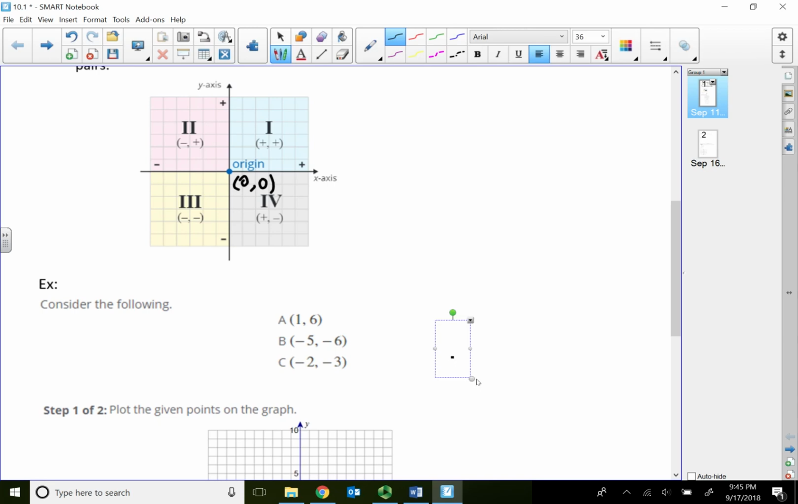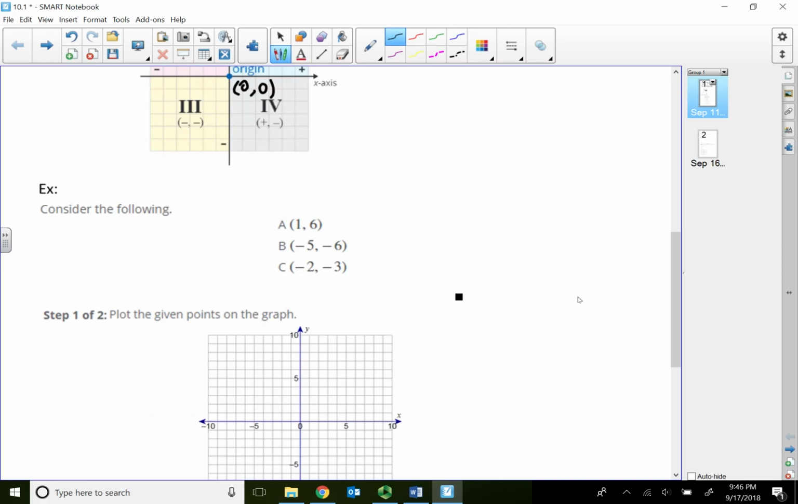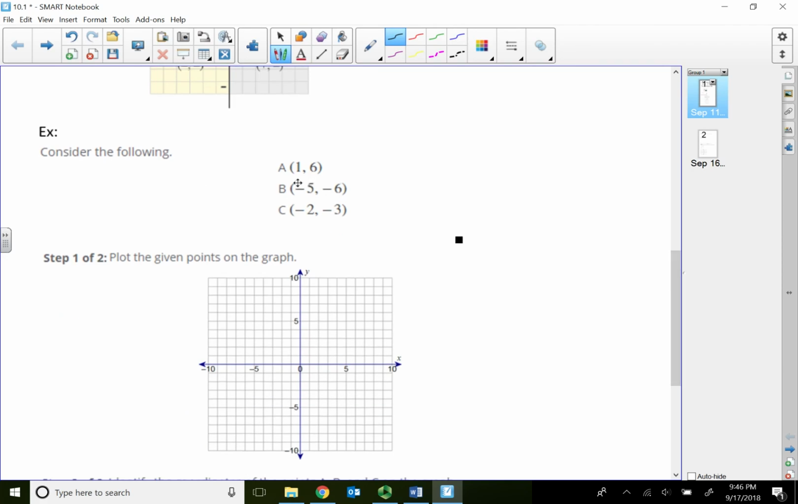So the first thing I want to show you is plotting some points on the Cartesian coordinate system. So if you never learned this before, let me just show you how to do this. So for this point A, the very first value is the x value that tells me to go right or left. The second number tells me to go up or down next. What do I mean by that? Well, every point is always plotted from the origin. You're always starting from the origin.